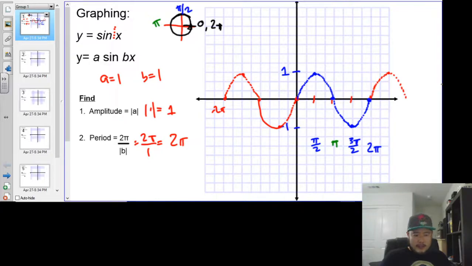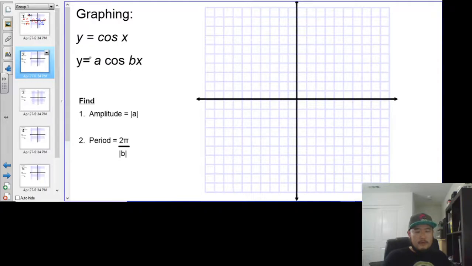Let's go ahead and try our cosine function. So our parent cosine function, y is equal to cosine of x. Let's do the same things. First off, we want to find the amplitude. Well, a is equal to 1 because that's the number in front of the cosine. It's not there, but you should know it is equal to 1. And b right here is also equal to 1. So amplitude is equal to 1. Our period is once again 2 pi, right? Because it's 2 pi divided by b, or 1.